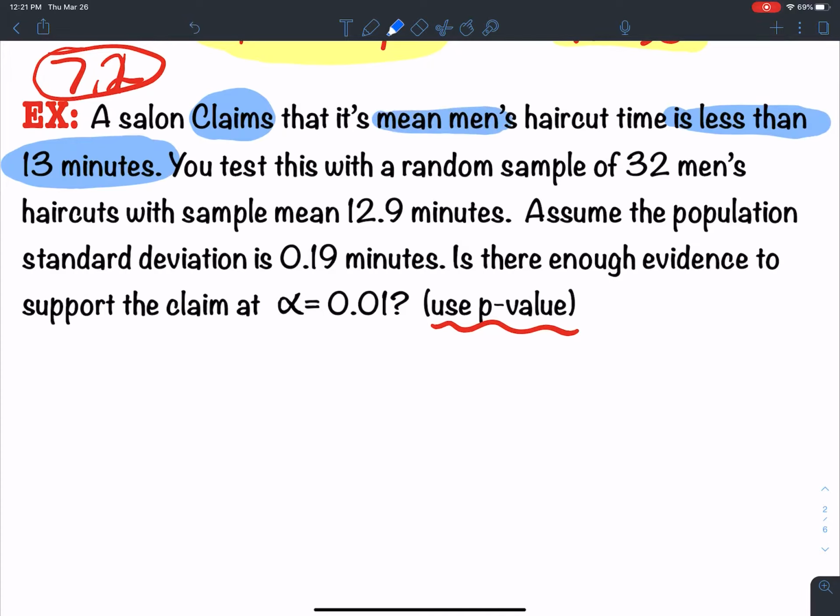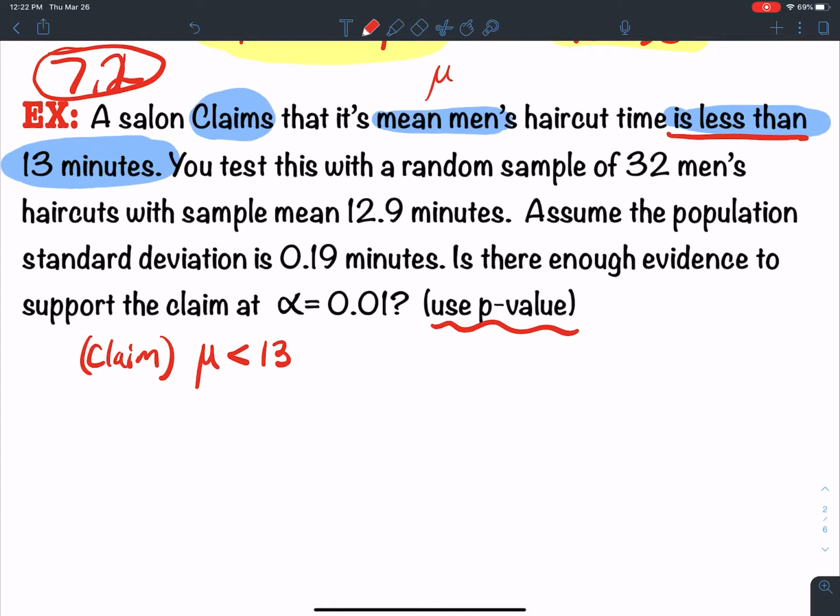What do I use for mean? I use mu. So the claim, I'm going to write this out. The claim is mu less than 13 minutes. Mu less than 13 minutes. It doesn't say less than or equal to. It's less than 13 minutes.